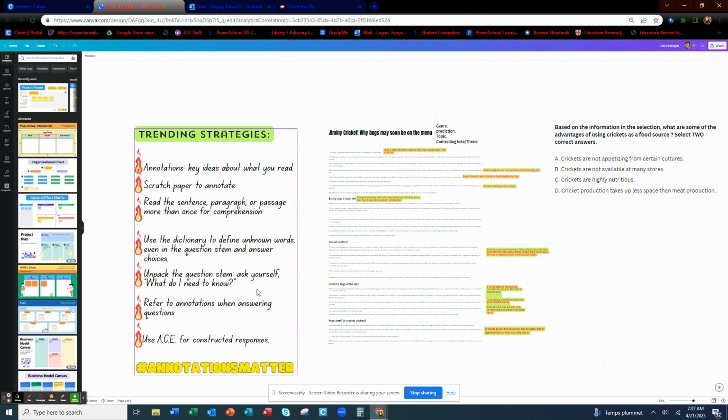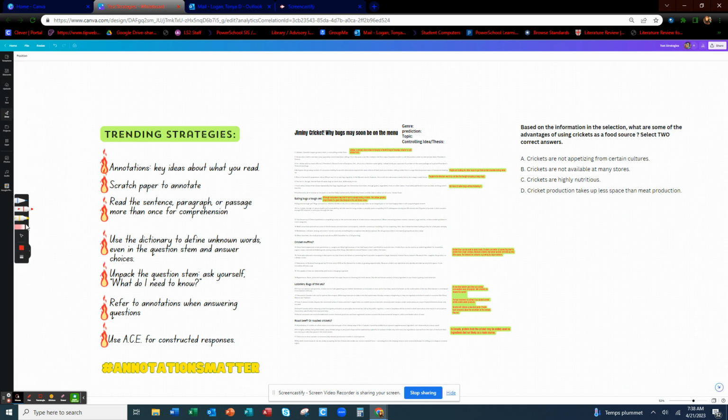All right. Always, always, always unpack the question. Ask yourself, what is it I need to know? So if we take a look at this question stem here, it says, based on the information in the selection, what are some of the advantages of using crickets as a food source? So you're going to be reading about crickets in this passage. Then it says to select 2 correct answers. So be sure that you highlight what it is you need to do. For sure, highlight this where it says to select 2 correct answers.